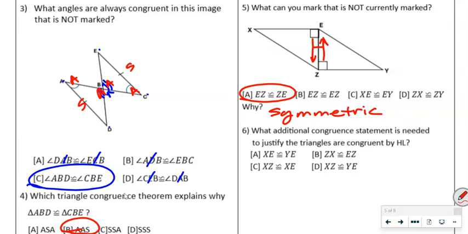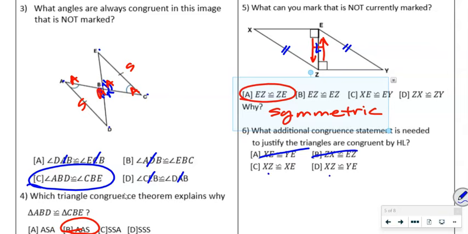because we are not going across it the same direction. What additional congruent statements needed to justify the triangles are congruent by HL? So we need one more piece to prove that it's congruent by HL. Now I know that this is a leg right here, right? So that means we need our hypotenuse and a hypotenuse, right? So here again, we're talking about XZ. There's no XZ there, there's no XZ there. We got an XZ and XZ right there.